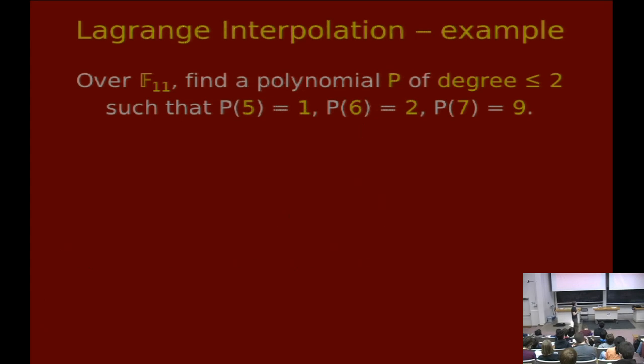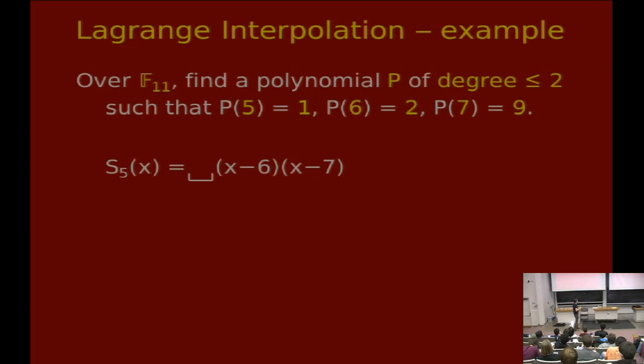OK, so I don't know if I want to do this example. Instead, maybe I'll just let you look at it. So in this example, which you can look at on the slides, I'm going to carry out this algorithm. So over F11, that's the integers mod 11, I'm going to give you 3 data points. I want it to evaluate to 1 at 5, 2 at 6, and 9 at 7. So there's 3 points, so you should be able to fit it with a degree 2 polynomial.